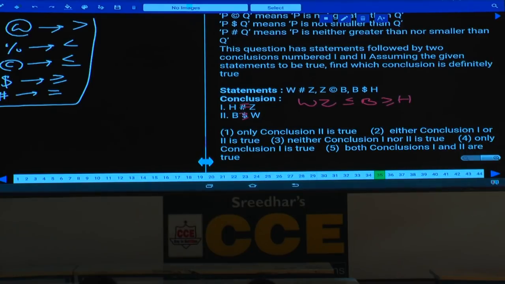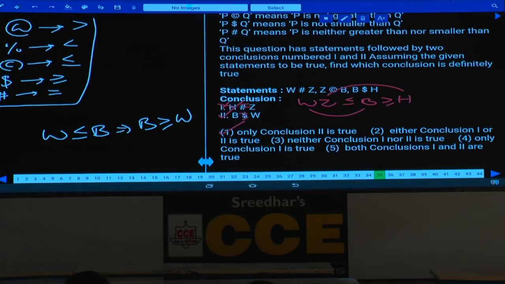Now H equals to Z. Now between Z and H, there are 2 opposite symbols, hence cannot be drawn. And B greater than or equals to W. Between W and B, what is the conclusion we get here? W lesser than or equals to B. If W is lesser than or equals to B, then B is greater than or equals to W, definitely true. Then what is your answer here? Only 2 follows, only 2, that is choice 1.